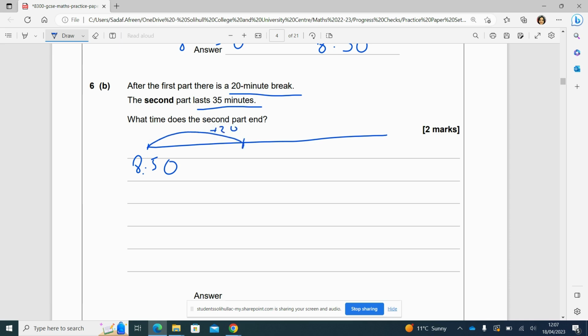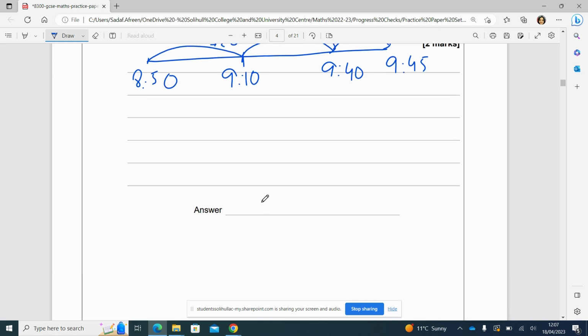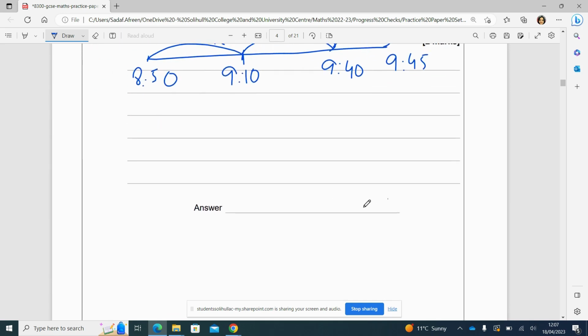So after the 20-minute break, if you add 20 to 8:50, that gives you, if you add 10 more minutes to 8:50, that gives you 9 o'clock. And another 10 minutes, that gives you 9:10. Okay. And then the second part lasts 35 minutes. If I add 30 minutes to 9:10, that gives you 9:40. And add another 5 minutes, which gives you 9:45. Okay, so it says what time does the second part end? So that will be 9:45.